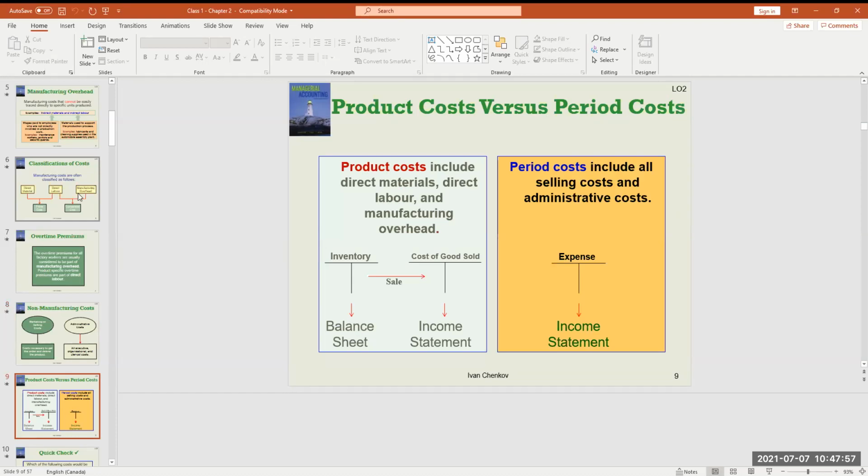So we're going to have again product cost and period cost. Product cost again is going to come from the product, which is direct material, direct labor, manufacturing overhead. First it goes to the inventory on the balance sheet. And once we sell the inventory, it goes to the income statement as the cost of goods sold, whereas period costs are directly expensed. They don't have to go first on the balance sheet and then to the income statement. Those are expensed directly on the income statement.